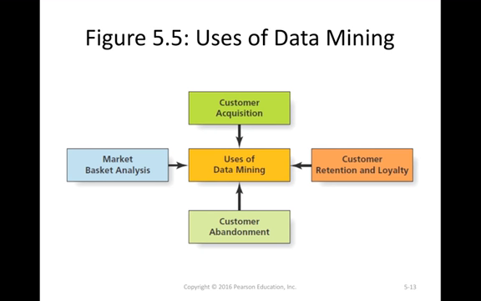You can use that for market basket analysis, for customer acquisition, customer abandonment, and customer retention and loyalty. For the first one, market basket analysis: if you shop with Amazon, the website will collect the information, and in the future, when you go back to the website again, it will provide you some recommendations based on your past purchases. This is what we call market basket analysis. It's when you use the past information to suggest or recommend future purchases.